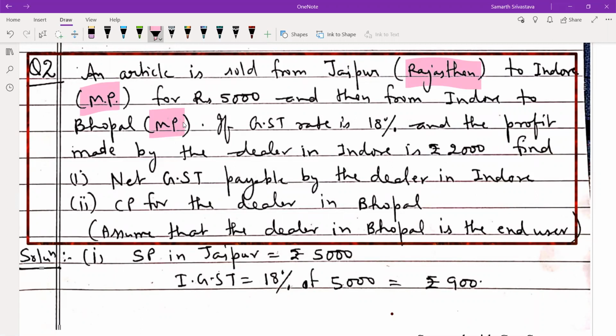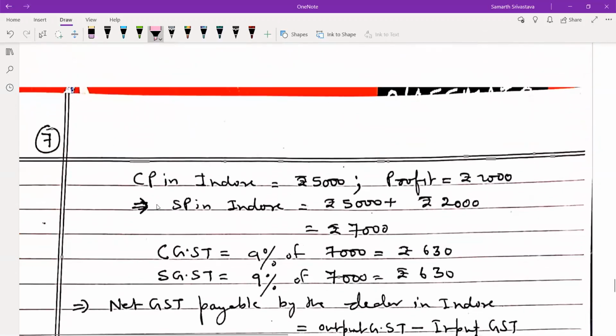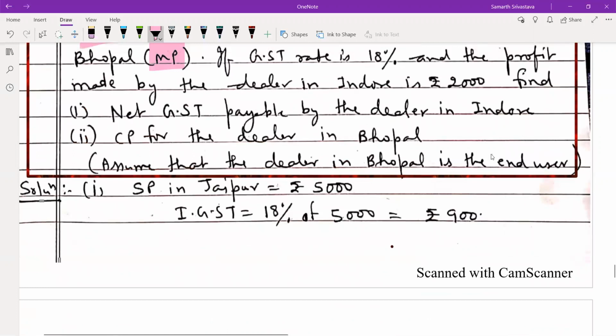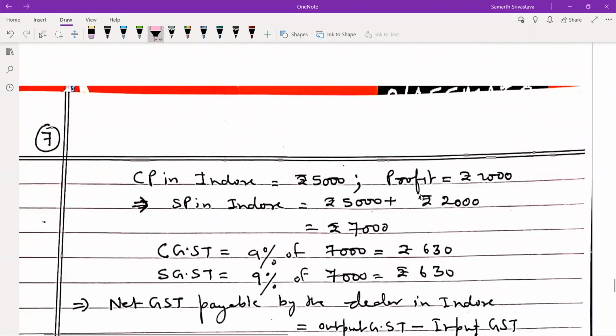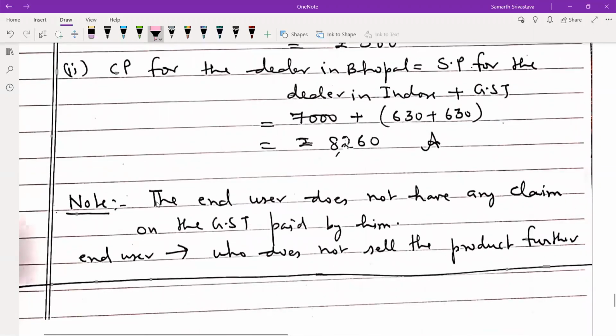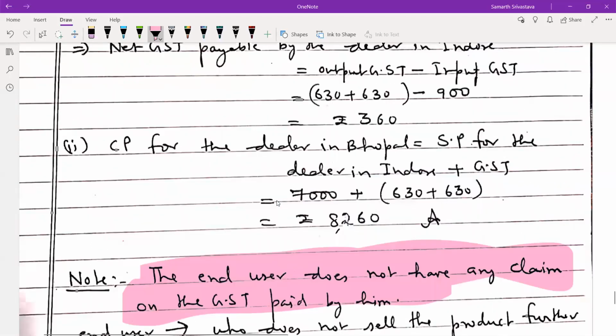First is the net GST payable by the dealer in Indore, and second is the CP for the dealer in Bhopal. Assume that the dealer in Bhopal is the end user. Over here, you have to remember that an end user does not have any claim on the GST paid by him. Okay, that end user cannot claim any type of GST paid by him. Now let us proceed.